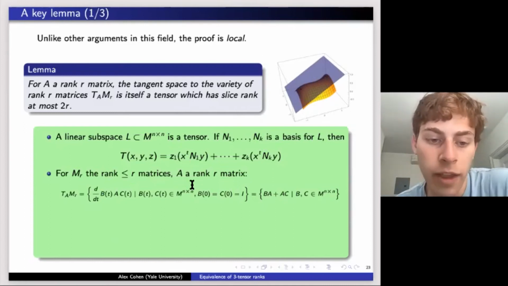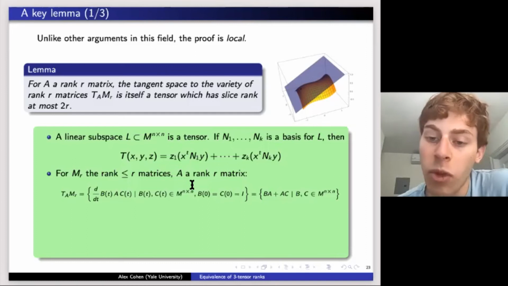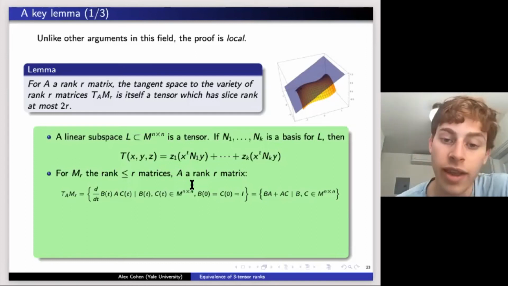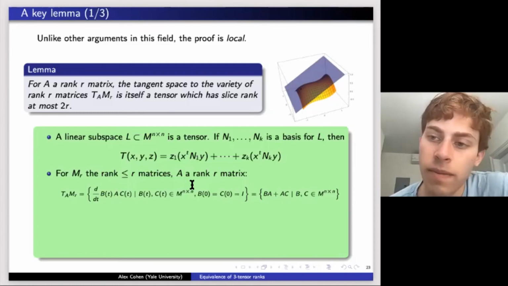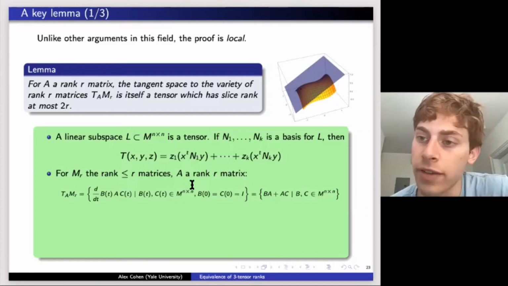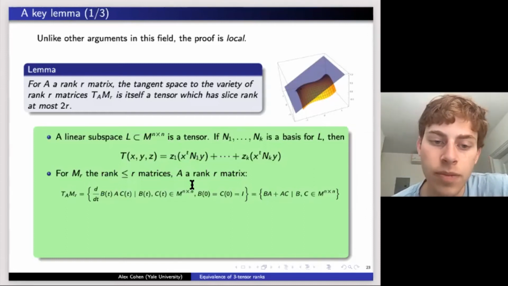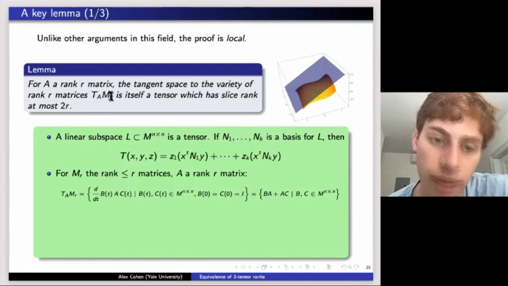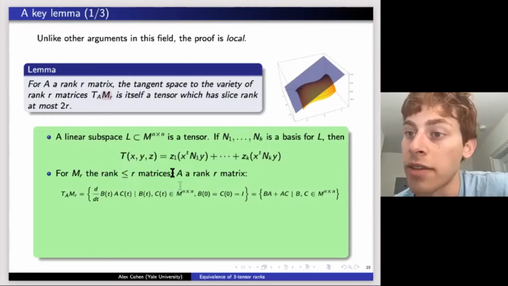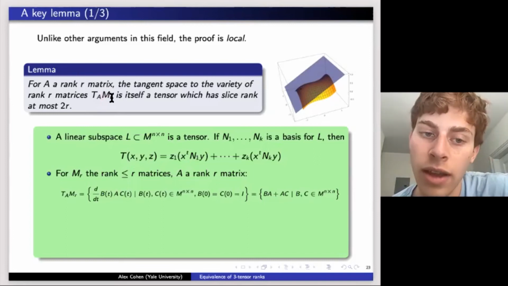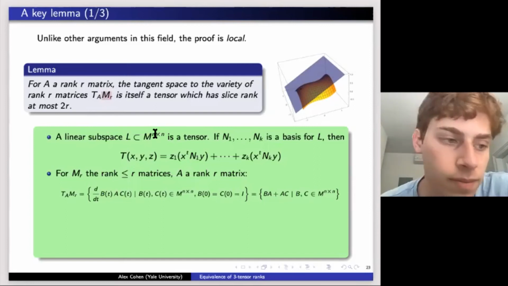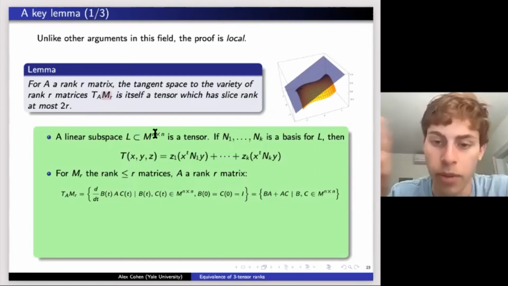Okay, so to be explicit, what is this tangent space? I can describe the tangent space for you very explicitly. Say we have a rank R matrix A. Then the tangent vectors are like the velocity vectors of curves on M_R. By the way, this M_R notation is the variety of rank R matrices. It's a subset of all the n by n matrices, the subset of those that have rank R, so it's cut out by the R plus 1 by R plus 1 minors.